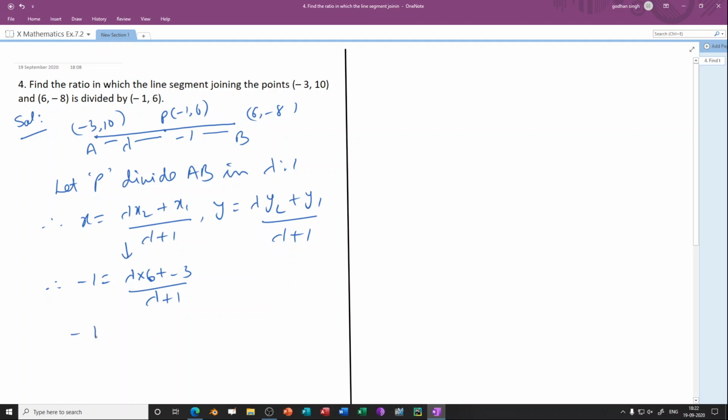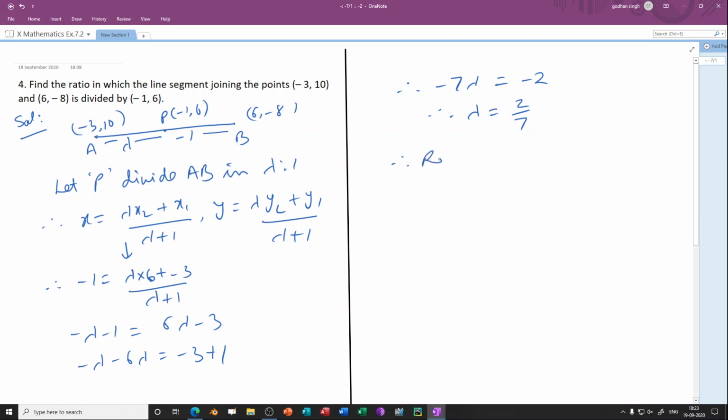Cross multiplied, we will get minus lambda minus 1 equal to 6 lambda minus 3. Then we will bring all lambda terms to one side and constant numbers to the other side. So we will take 6 lambda to the left side. We will get minus lambda minus 6 lambda equal to minus 3 plus 1. Therefore, minus lambda minus 6 lambda will give us minus 7 lambda equal to minus 3 plus 1, that is minus 2, and we cancel minus on both sides. Therefore we have lambda equal to 2 by 7.